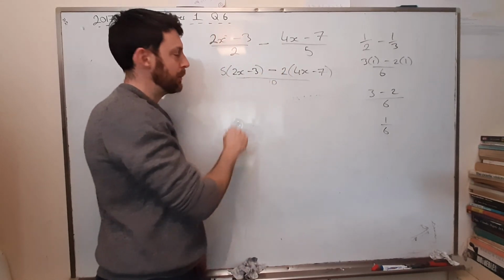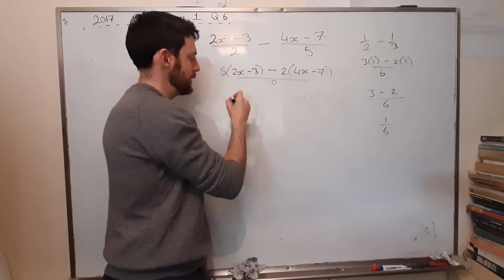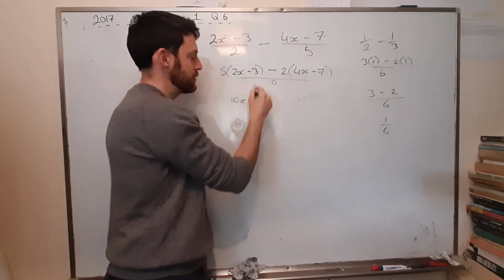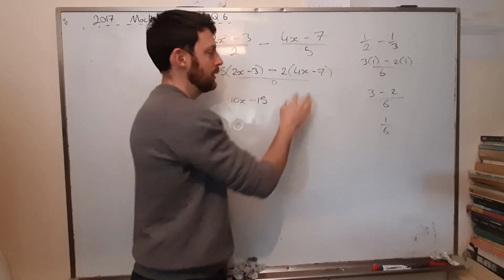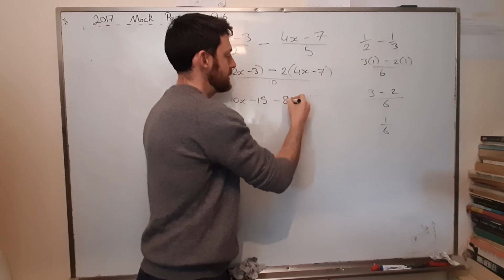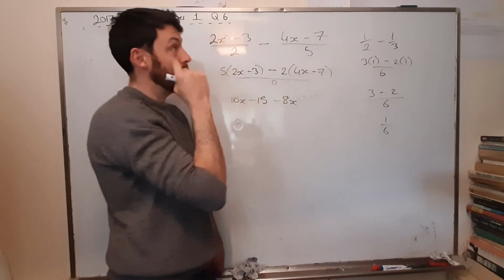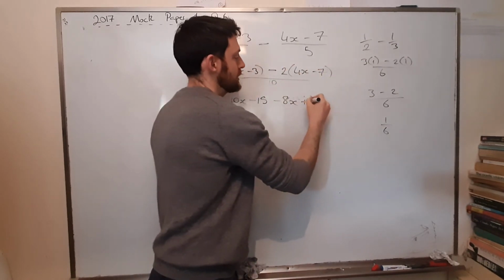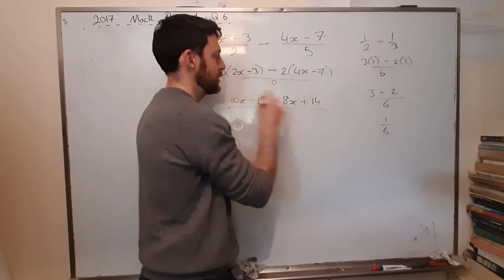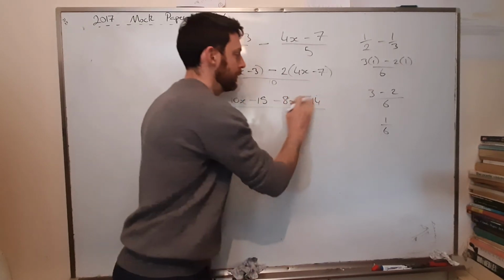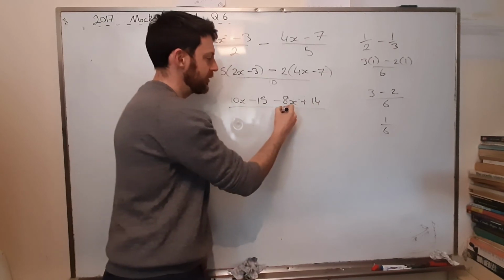Now I'll simplify out by multiplying. 5 times 2 is 10x. 5 times 3 is negative 15. 2 times 4 is negative 8x. And 2 times minus 7 is plus 14. Be careful with your signs here. Okay? And that all sits on top of 10.